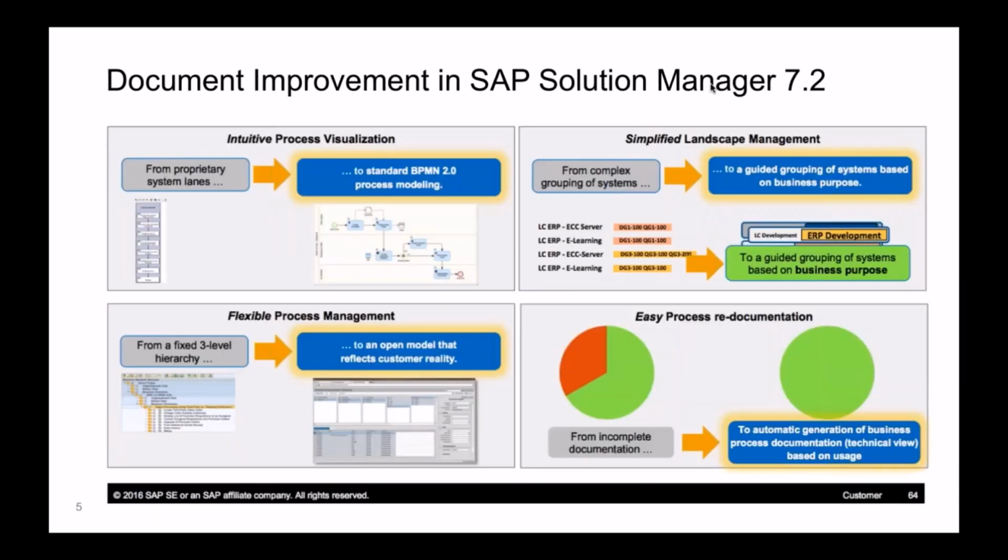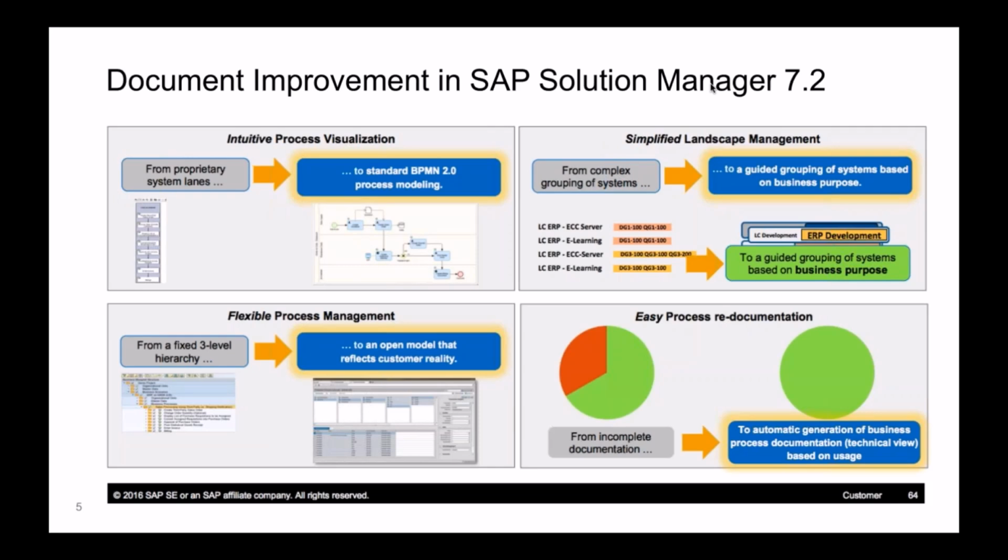Now, the documentation improvements in SAP Solution Manager. 7.2 has been out for a while now, but a lot of people still don't understand the differences in it. Probably the largest material difference you'll notice is the intuitive process visualization. In the past, the processes were linear. Now it actually looks like a BPMN project, with standardized flowcharts through the processes themselves. They've really simplified the landscape management, and process management is much more flexible. You're no longer tied to that strict three-tiered hierarchy. You can place the hierarchies the way you need them, which may make more sense based on your SAP deployment.